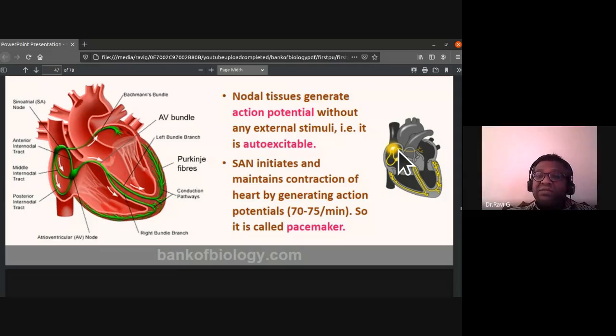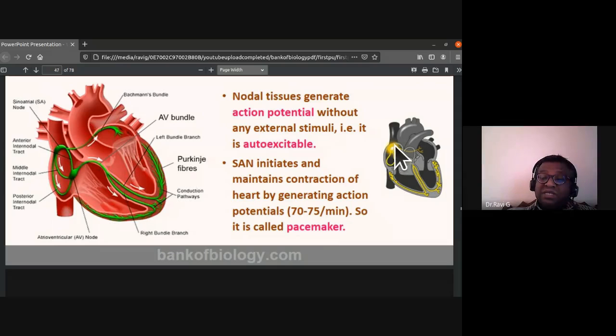SAN initiates and maintains the contraction of the heart. It not only initiates the impulse, but maintains the contraction by the action potential, which is 70 to 75 per minute. So it is called the pacemaker. For 1 mark, they would be asking you which is the pacemaker of the heart. The sinoatrial node is the pacemaker of the heart.